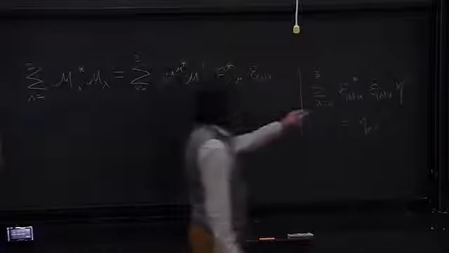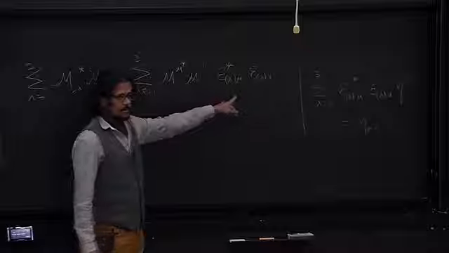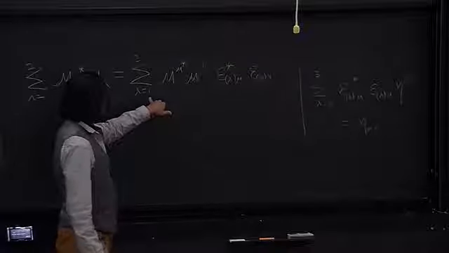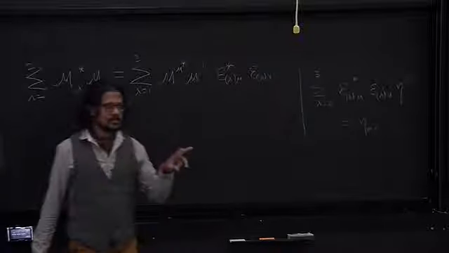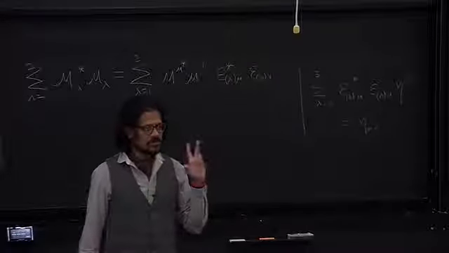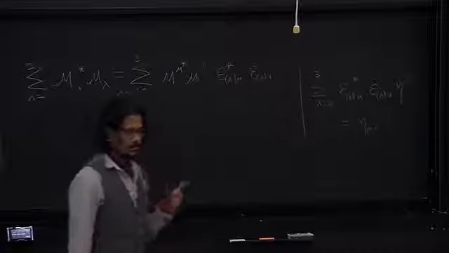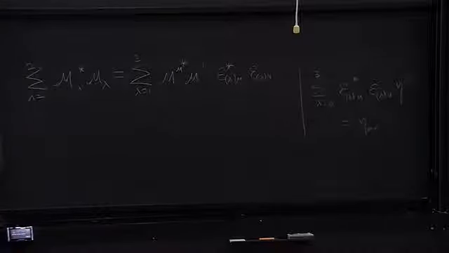But here the sum went from 0 to 3. So we can't use that here because the sum only goes from 1 to 2. The external photons will have physical polarization only, so it'll only have 1 and 2. The 0 and 3 won't be there. So how do we deal with this?